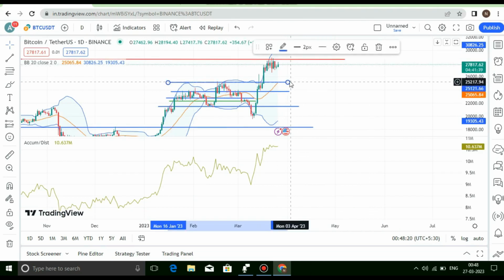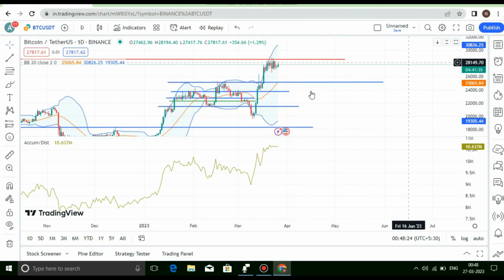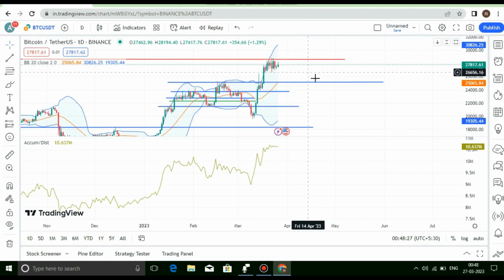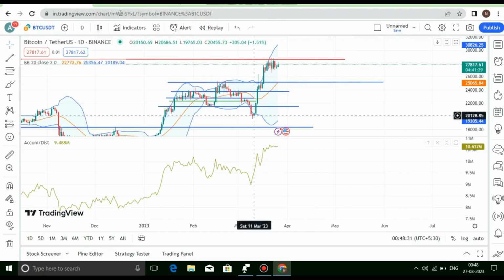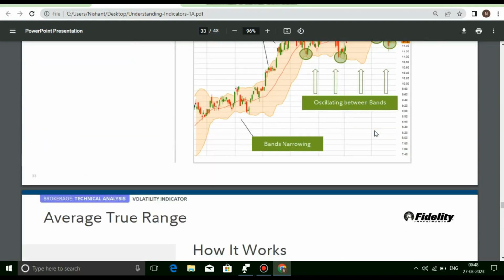Let us extend this. So here we have it. It can tickle into this range like a snake, like this one. And don't take it seriously, this thing can happen. Okay, so that's it guys for Bollinger Band, and I hope you understood how to use Bollinger Bands.